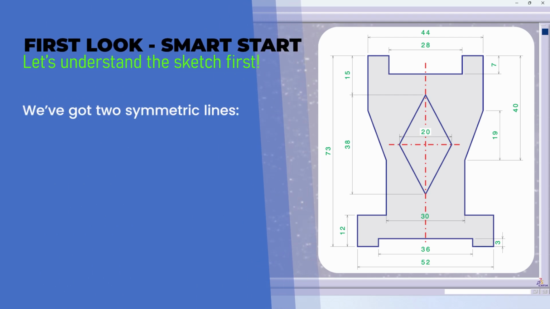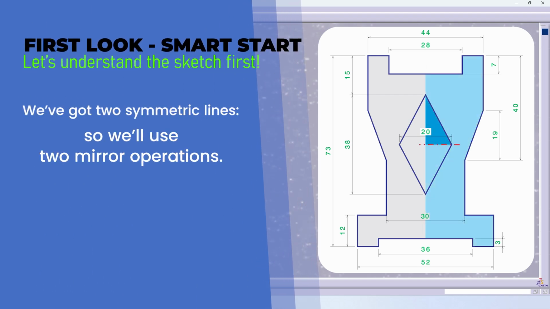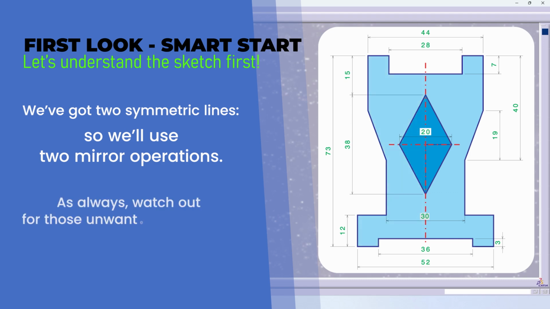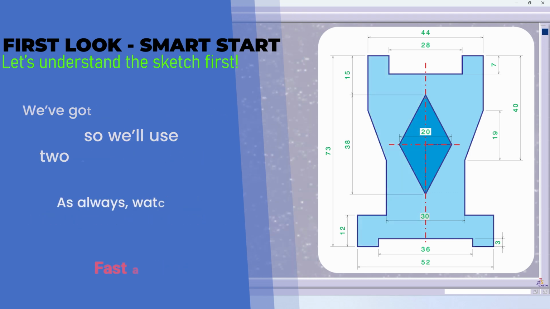We've got two symmetric lines, so we'll use two mirror operations. As always, watch out for those unwanted constraints.